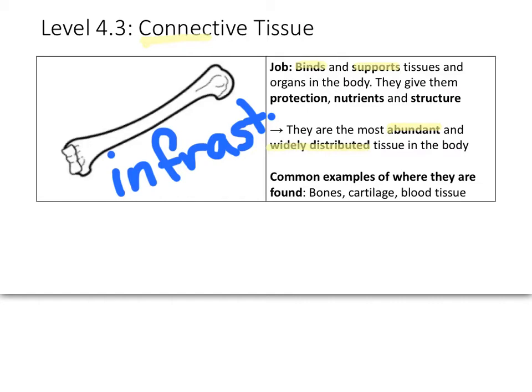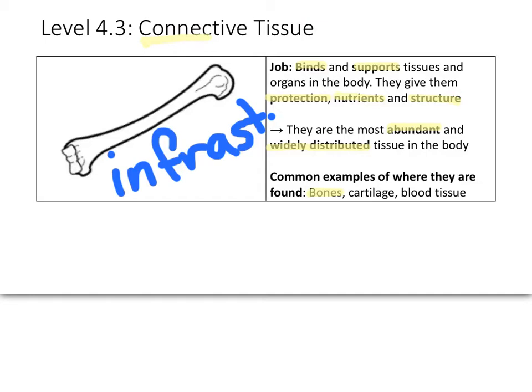So what it basically means is you find connective tissue everywhere because their entire job is to bind and support all the tissues and organs in the body, and by doing this they give you protection, they supply nutrients, and they give structure. So the most common example of connective tissue are your bones. Without any bones, you would have no structure in your body whatsoever, and you wouldn't have any protection. For example, your rib cage protects all of your internal organs. If you didn't have a rib cage, one accidental bump and, oh look, you've just burst your spleen.